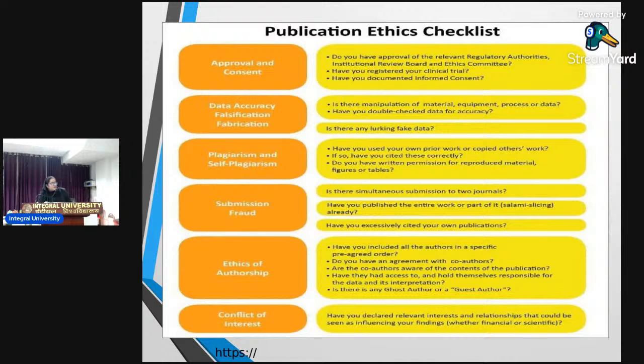Is there any ghost author or guest author? Last point you are answering. So, is there any ghost author or guest author? No. You are saying all the ideal things. No, yes, there shouldn't be any ghost author or guest author. We'll talk about what guest authors and ghost authors are. Ideally, your manuscript should not have ghost authors or guest authors.